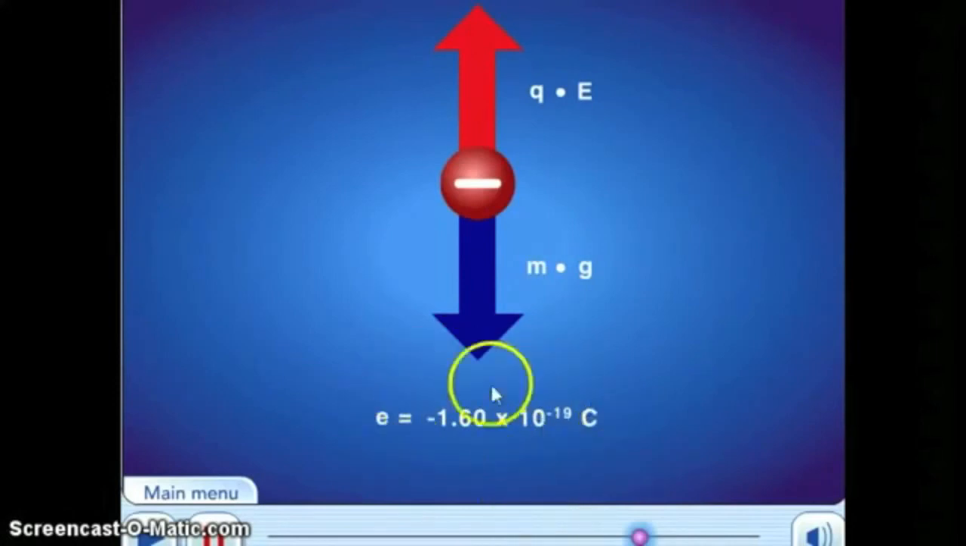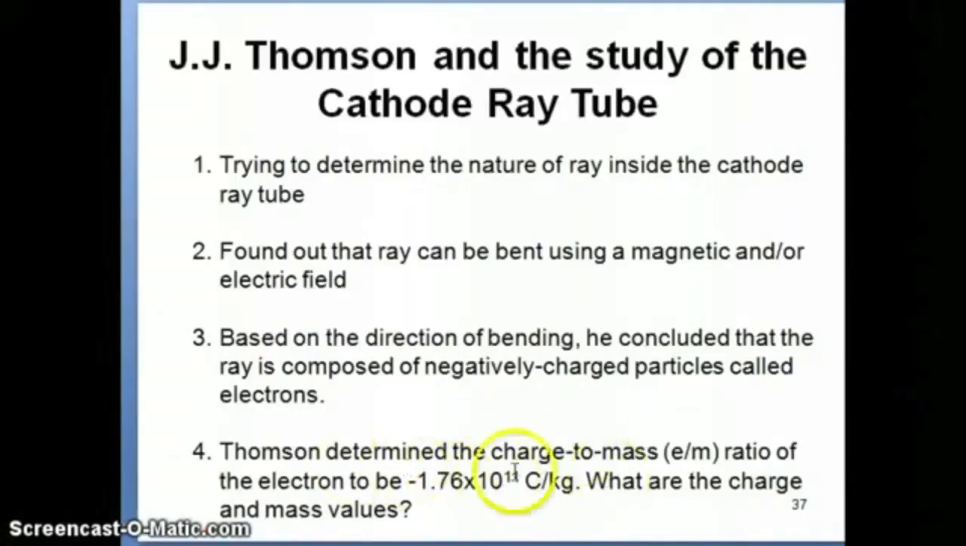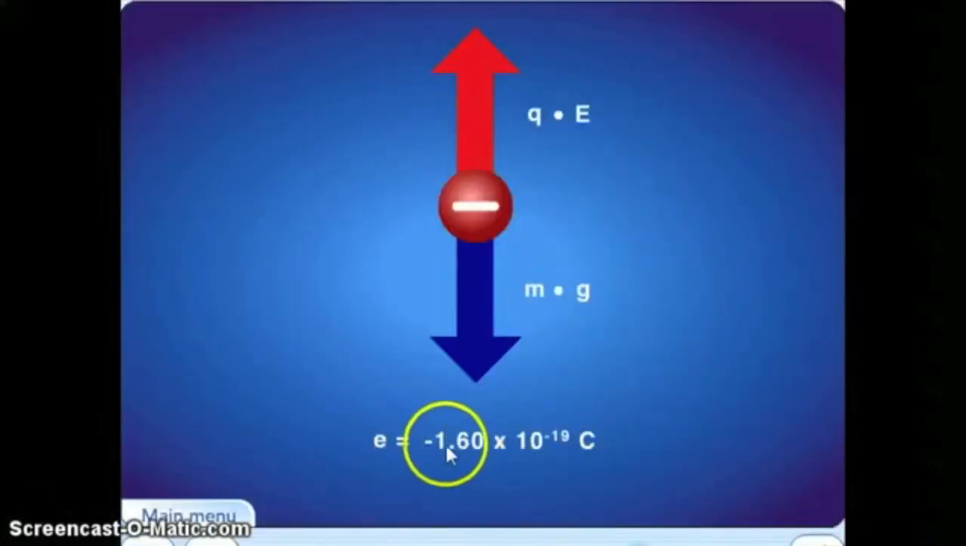Okay, now once he was able to determine that this is the charge of one single electron, he then can go back to the charge to mass ratio that Thomson figured out from his cathode ray experiment. This is the charge to mass ratio, and then this is the charge value, and using dimensional analysis, you should be able to figure out the mass of an electron. Okay, in fact, I'm going to leave that as your homework. So figure out the mass of a single electron using the charge to mass ratio and then the charge that Millikan figured out. All right.